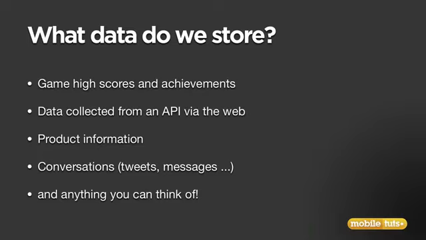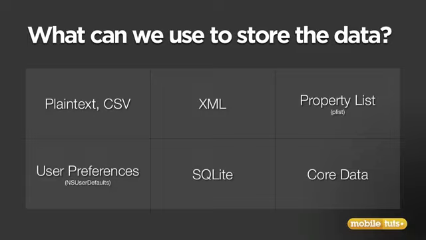Well, most applications store game high scores or achievements on the device. Data collected from APIs from the web. If you are collecting information from the web, you would usually store that in a database locally so you can have it for offline storage. Then you can have product information stored on the device, whether that's already there when the application is installed or accessed from the web. Other applications store conversations, tweet messages, and basically any collection of data you can think of, you can store. So what can we use to store the data?